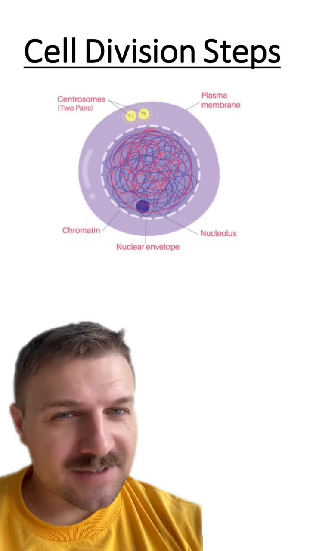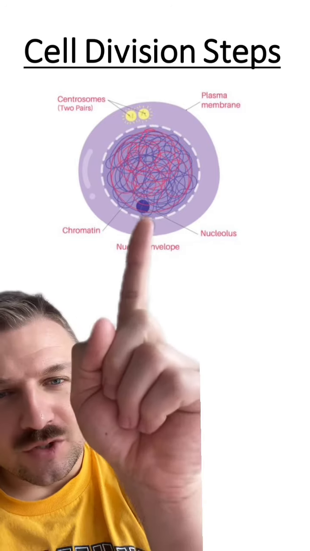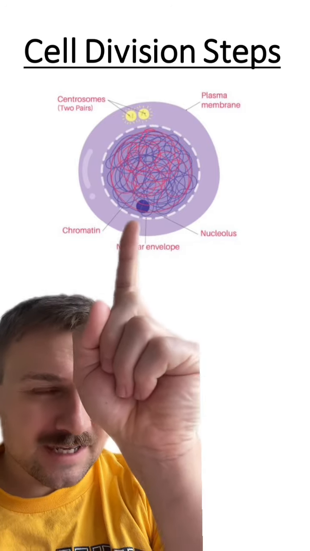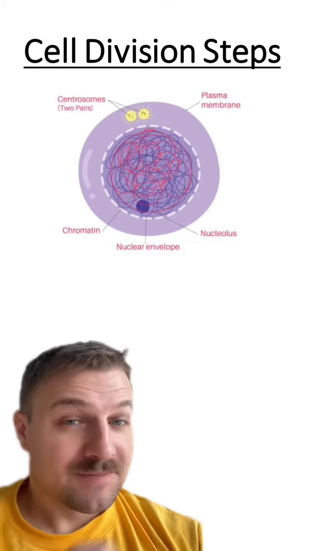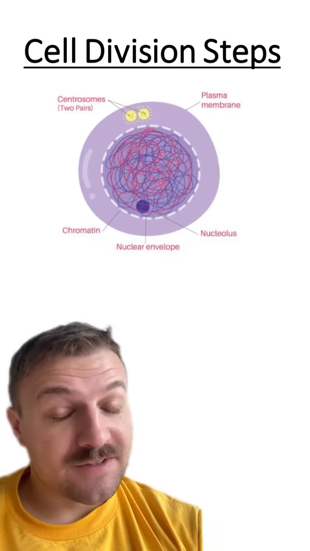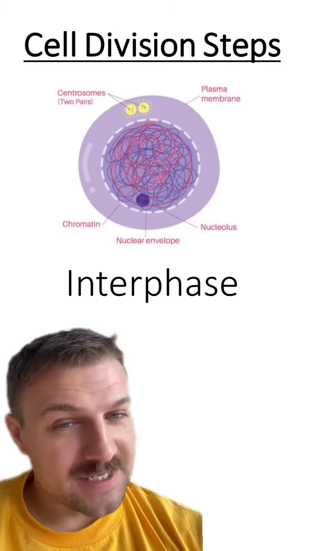All right, here's our next step of the cell cycle that you have to identify. You can see the nucleus is still intact and the chromosomes haven't condensed yet. Typically, most cells are found in this phase. That's because this phase is interphase.